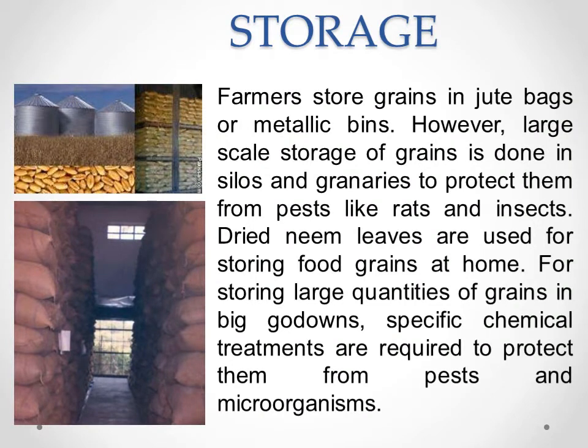Farmers store grains in jute bags or in metallic bins. The large-scale storage of grains is done in granaries or silos to protect them from pests like rats and insects. Farmers even use dried neem leaves in order to store the food grains at home. For storing large quantities of grains in big godowns, specific chemical treatments are required to protect them from pests and microorganisms.